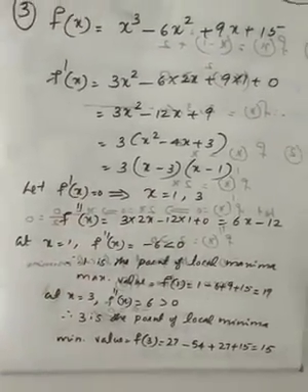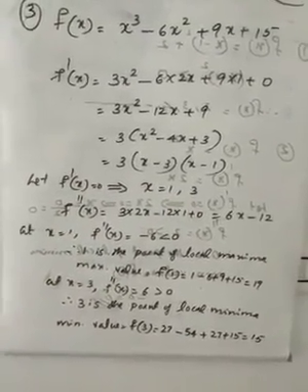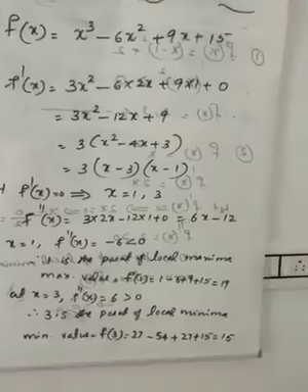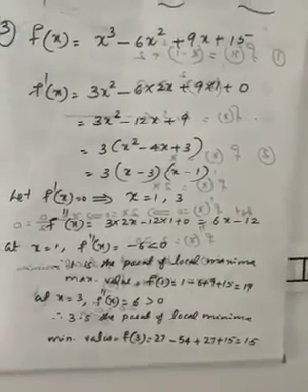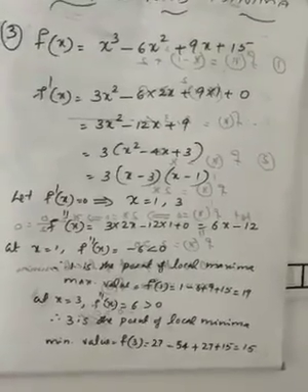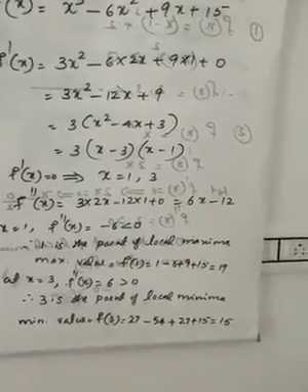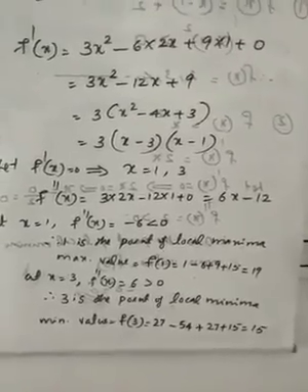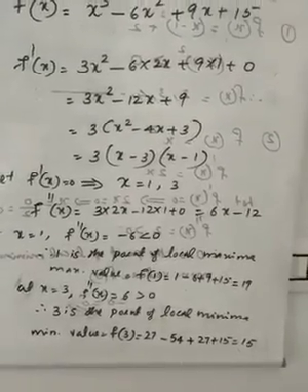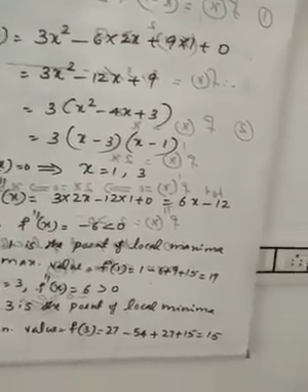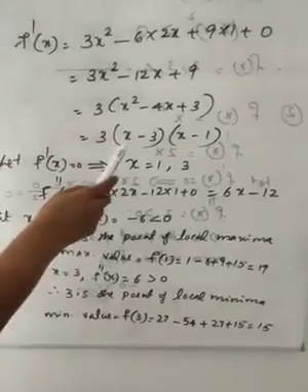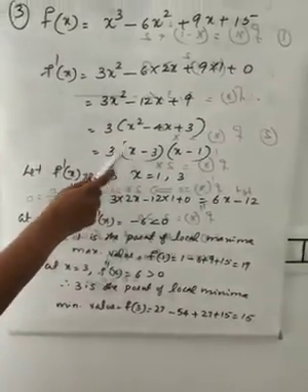Okay. And the next step, find the value of x when f dash x equal to 0. Here we can use two methods, either factorization or the quadratic formula. What is the quadratic formula? x is minus b plus or minus root of b square minus 4ac, by 2a. Here we use the method of factorization. It is not necessary, you can use the quadratic formula also.